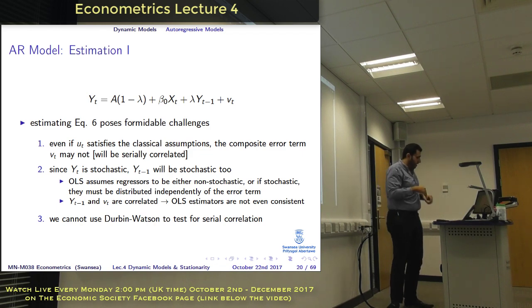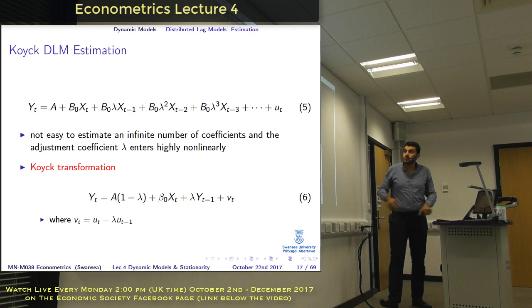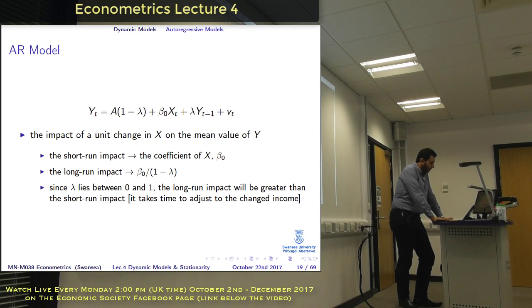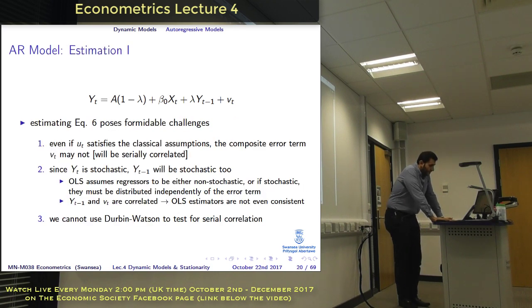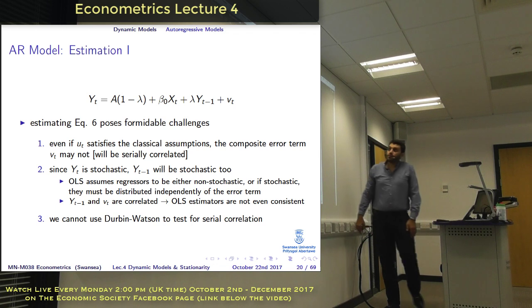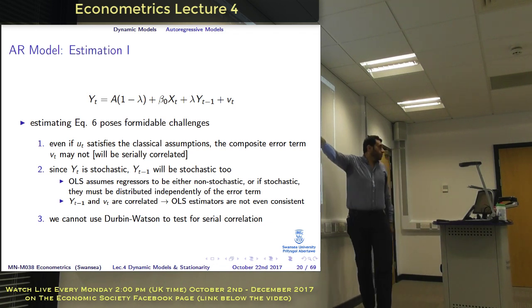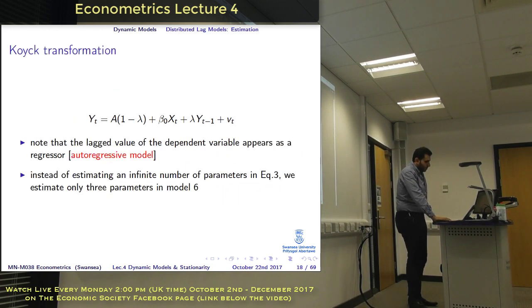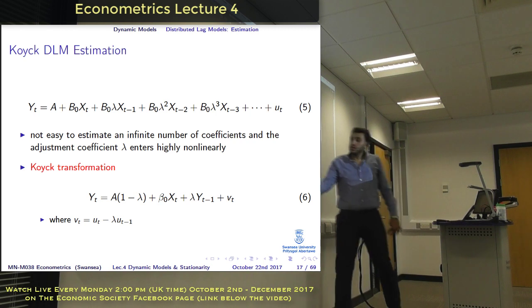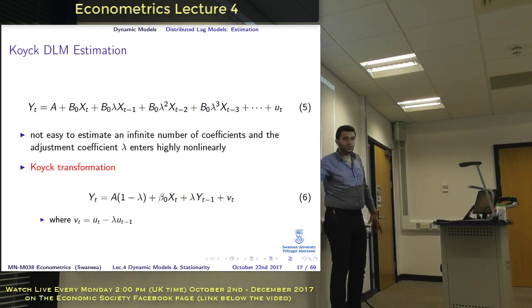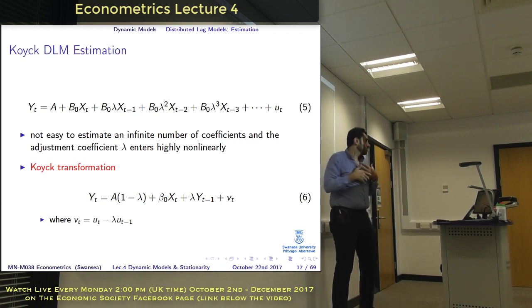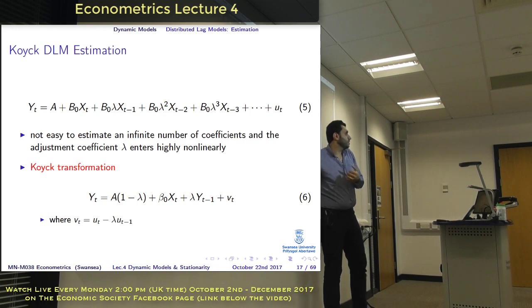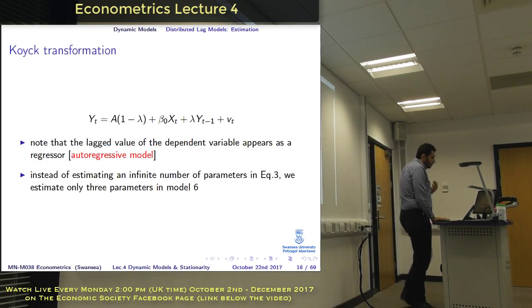So even if the original error term u t satisfies all the conditions of estimation, there is nothing to guarantee that the new error term, the composite error term v t, will. When we did the transformation, just let me go back to this. So this is the new error term. Even if this one satisfies all conditions, that doesn't necessarily mean that this one will. Okay, so that's one point.